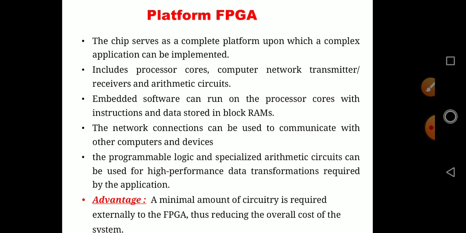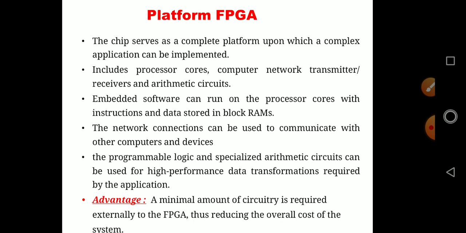So the platform FPGA is a chip that serves as a complete platform upon which a complex application can be implemented. What is the complex application? That complex application involves a processor core, computer network, transmitter and receiver, as well as arithmetic circuits. We know the functions of these components in any embedded system or computer. That is, the processor core means the embedded software can be run on the processor core.